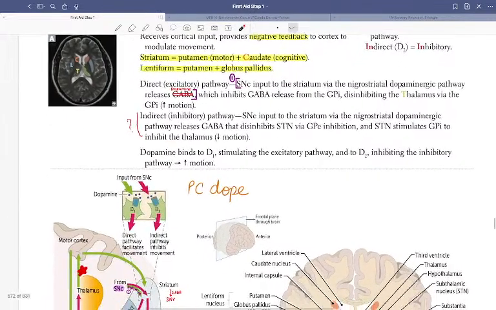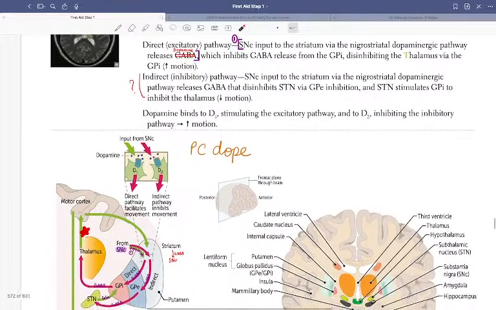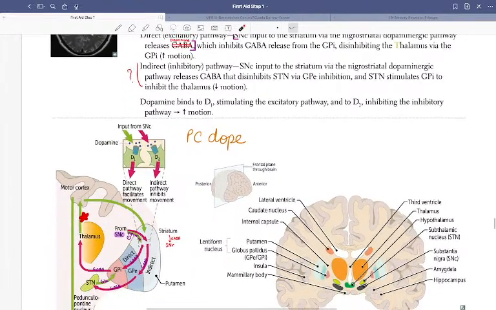So striatum, putamen. Striatum is composed of what? Putamen, that is motor, and caudate, that is cognitive. So caudate nucleus and putamen. Lentiform is putamen and globus pallidus. And striatum is caudate and putamen. Next, we have the direct and indirect pathway.